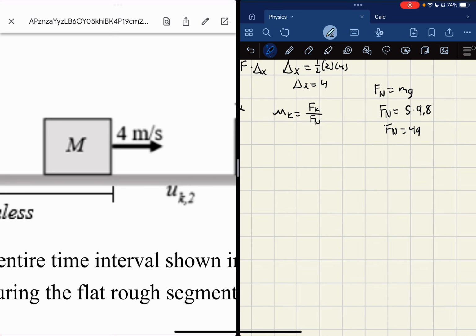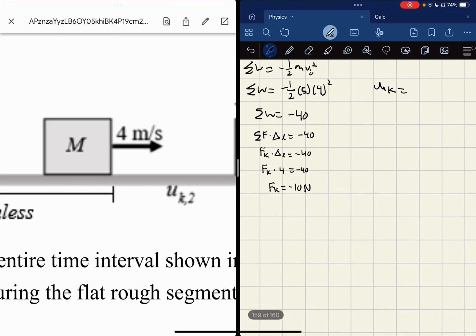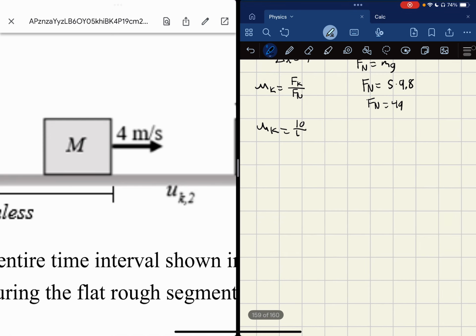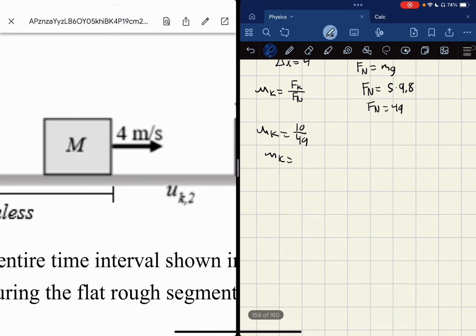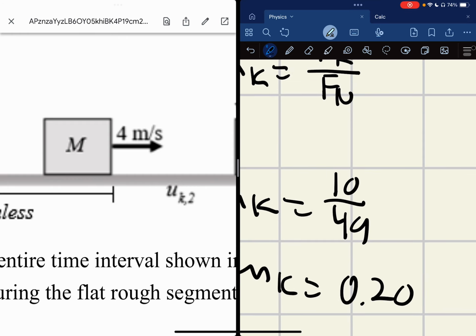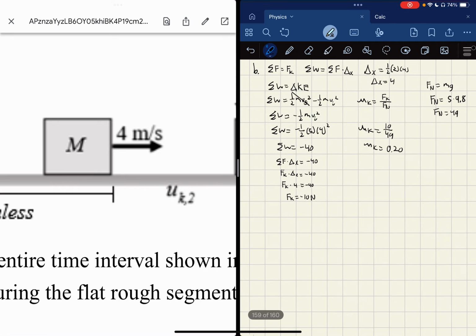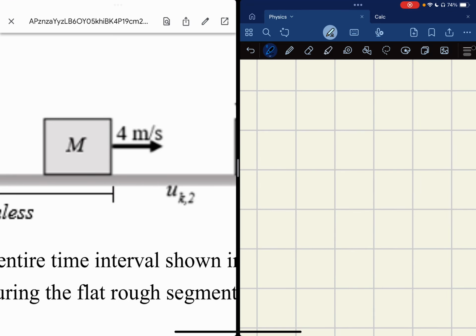So from there, we just plug in our values. Mu k is equal to 10 divided by Fn, 49. So mu k is equal to 10 divided by 49. Put in my calculator, it's 0.20. And then here we don't have to have negative 10 because mu k has no direction and no units. So yeah. Okay, that's part B. Okay, part C.